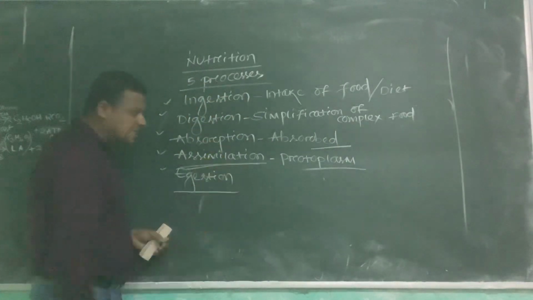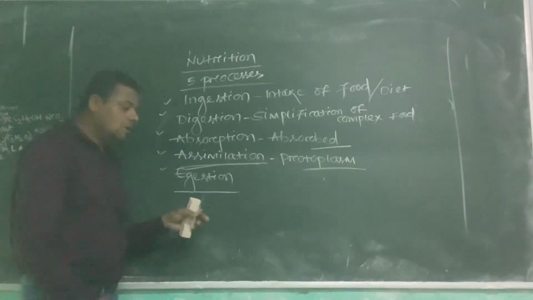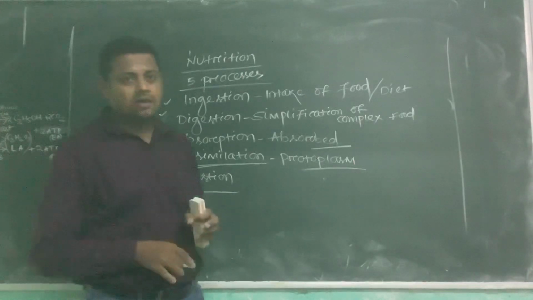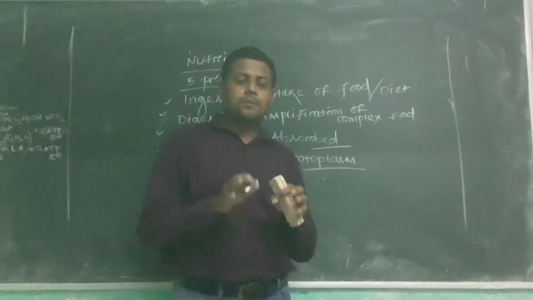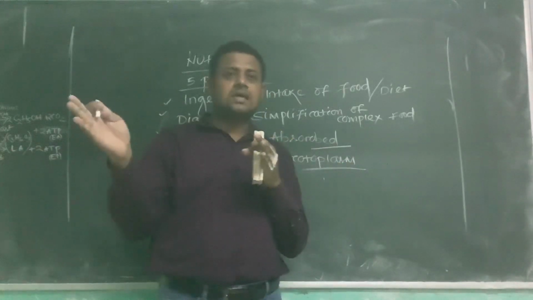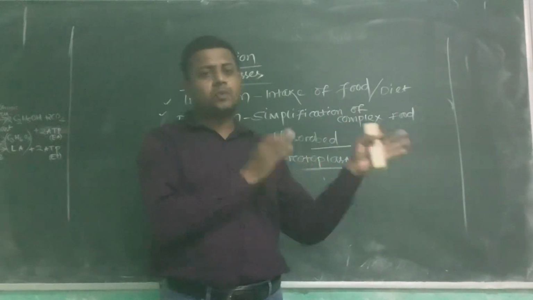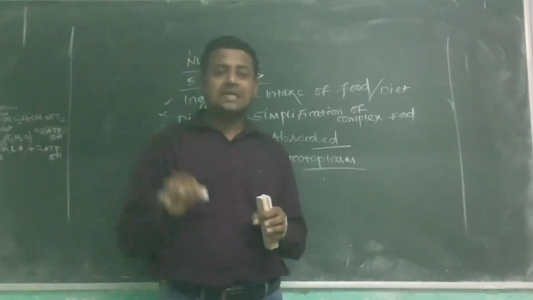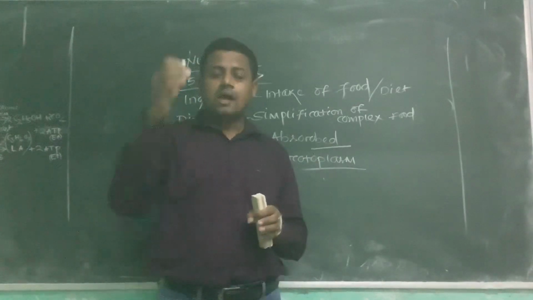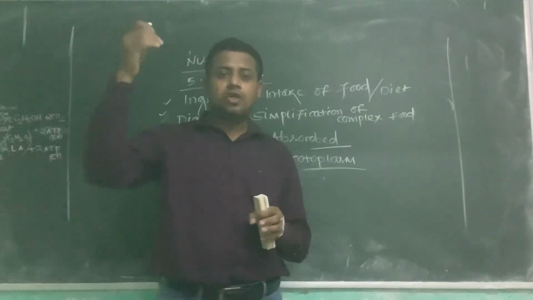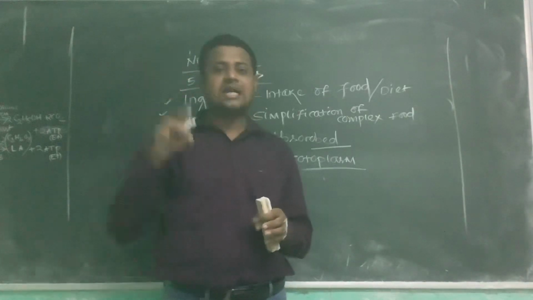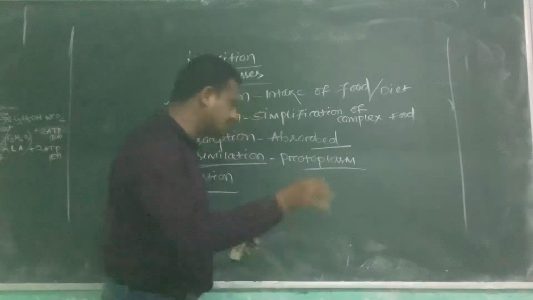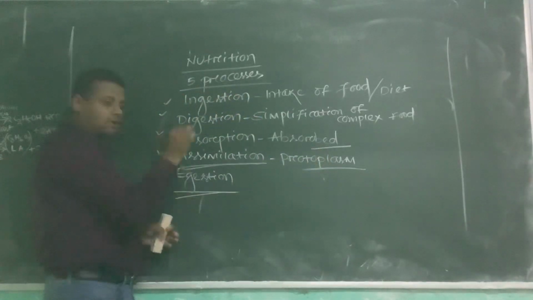The last process is egestion. Inside the alimentary canal or digestive tube, after simplification, the simple digested matters are absorbed into the blood circulation, but the undigested or unwanted matters are eliminated from the digestive tube or alimentary canal to the exterior. The process is called egestion.